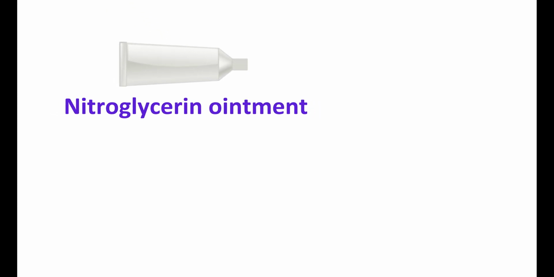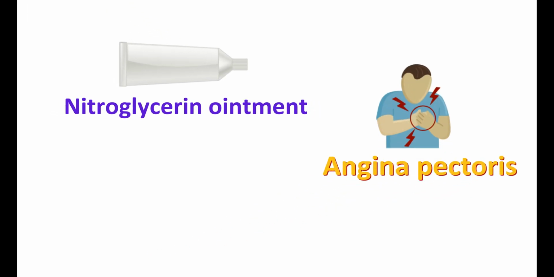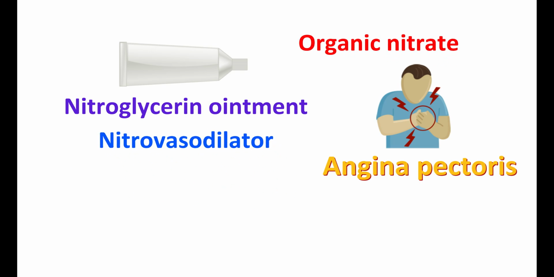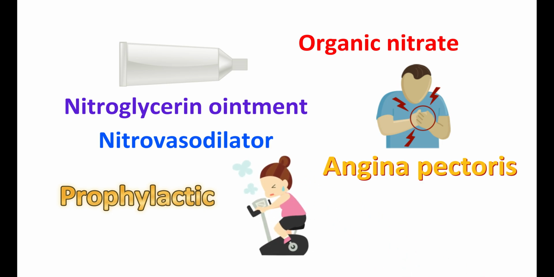Nitroglycerin ointment is a topical medication used to prevent angina pectoris. It is a nitrovasodilator commonly known as organic nitrate. It is used as a prophylactic to prevent angina attacks. It can reduce intolerance developed during exercise.